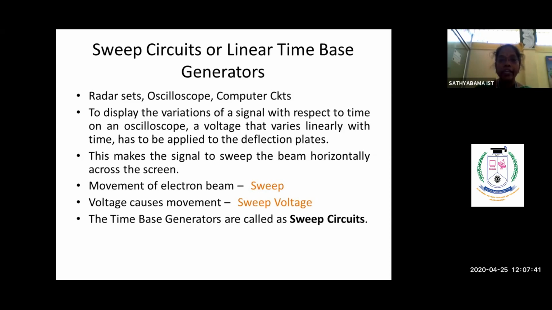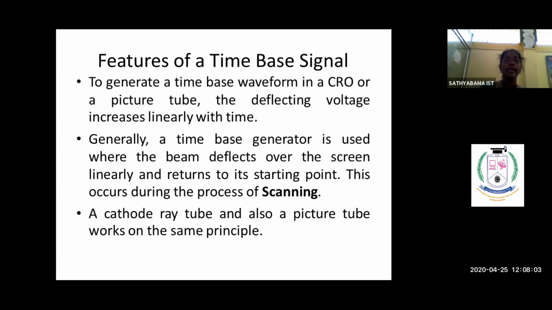To display the variations of a signal with respect to time on an oscilloscope, a voltage that varies linearly with time has to be applied to the deflection plate. This makes the signal sweep the beam horizontally across the screen. So mainly we go for this time-based generator to generate a sawtooth waveform. I'll tell you how that sawtooth waveform is formed. Then we have certain features of a time-based signal.